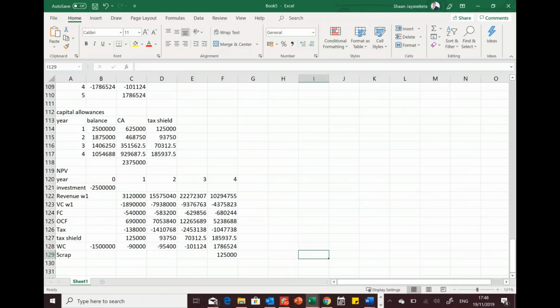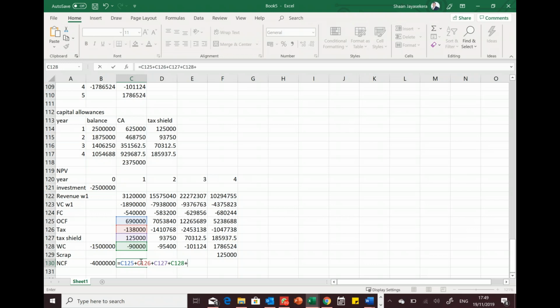Now I can work my net cash flow. So my net cash flow here will be equal to this plus this. I'll take my operating cash flow plus the tax. So I'll add these, because there are pluses and minuses anyway. I'll just add this as well. Then I can just drag it across. So that's my net cash flow.